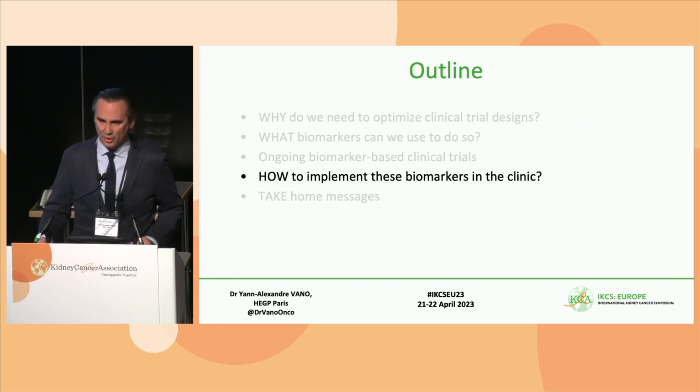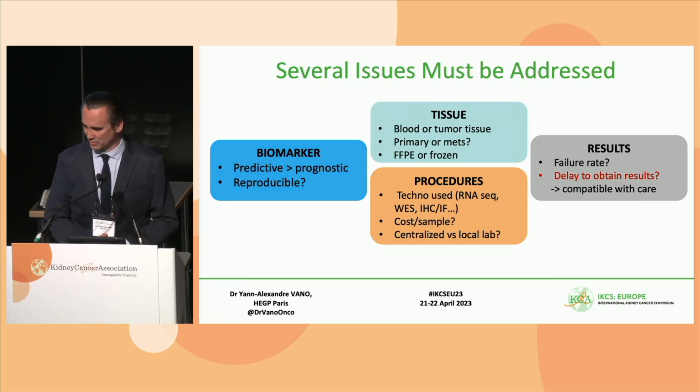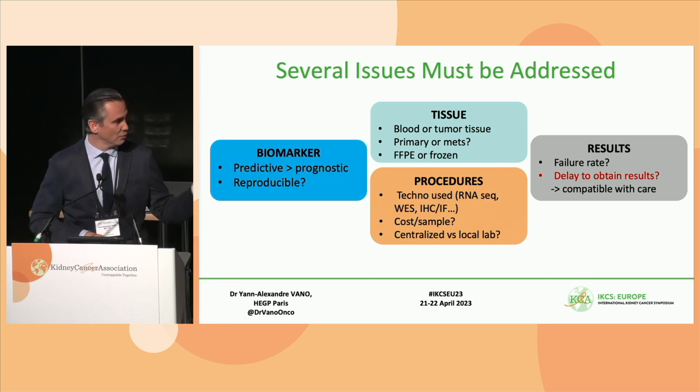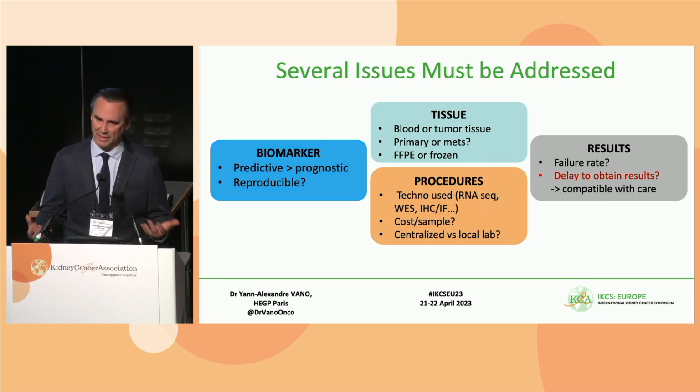Just one slide to show the several issues that we have to address. First, of course, the biomarker is at the center of the topic. It would be predictive more than prognostic. It should be reproducible, of course, but we have to think about the tissue. Is it blood or tumor tissue? If it's tumor tissue, we are talking about tumor heterogeneity, which is very important between primary versus metastasis. Is it FFPE samples that we have to use? Is it frozen? In BIONIC, we use frozen. We know that it's difficult to use frozen as a routine, as clinical care.